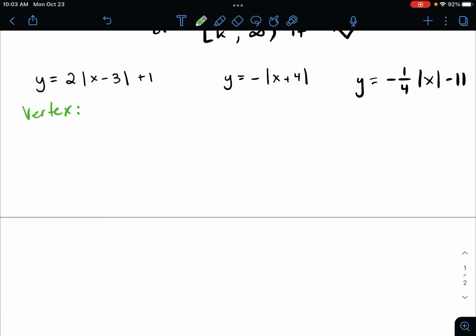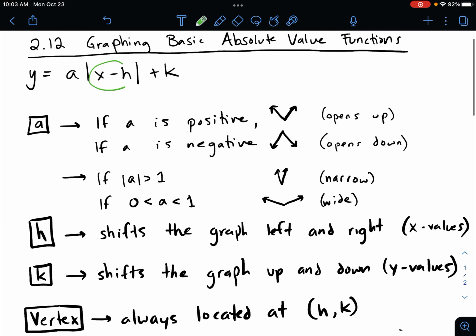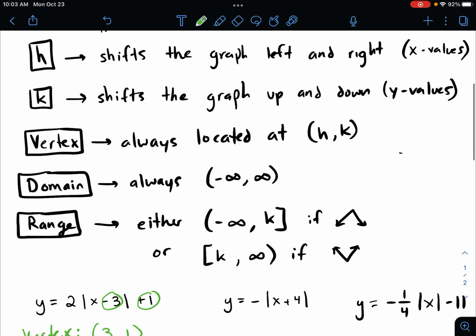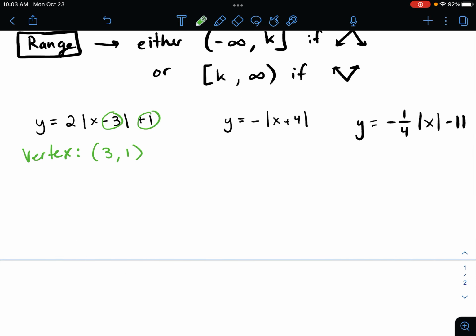All right, my vertex is going to be located at (h, k). So if I look, I can see that my vertex is going to be at (3, 1). Remember that whatever we see for h, it's usually the opposite, right? Because my formula is a|x - h|, so it's always the opposite of what we see. So it's going to be a positive 3, positive 1.